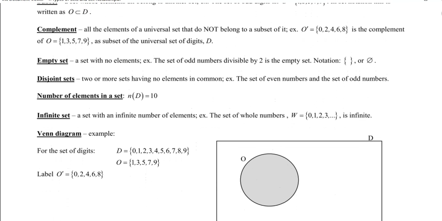Empty set, a set with no elements. So for example, the set of odd numbers divisible by 2 is the empty set. Notation is the brace brackets with nothing in there, or a circle with a slash through it. Okay, and again, that circle with the slash through it is what's going to be used as an empty set on your formula sheet.